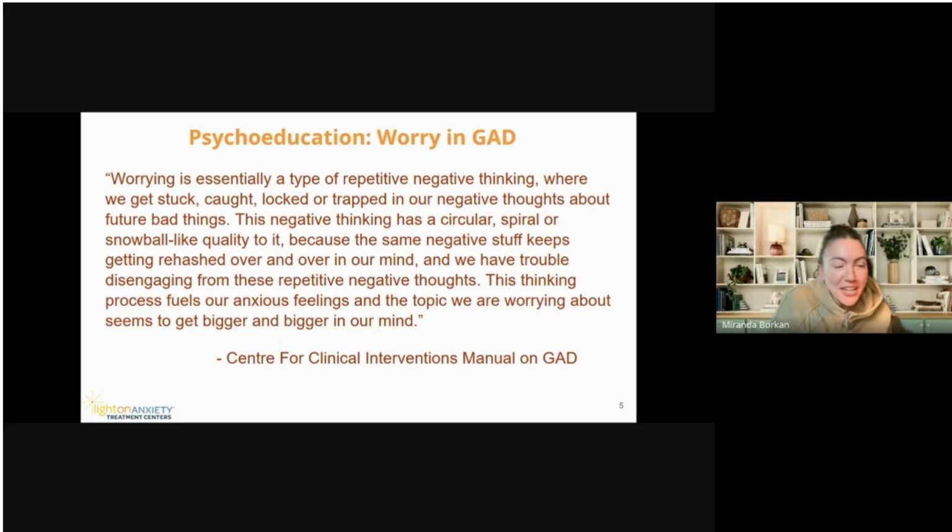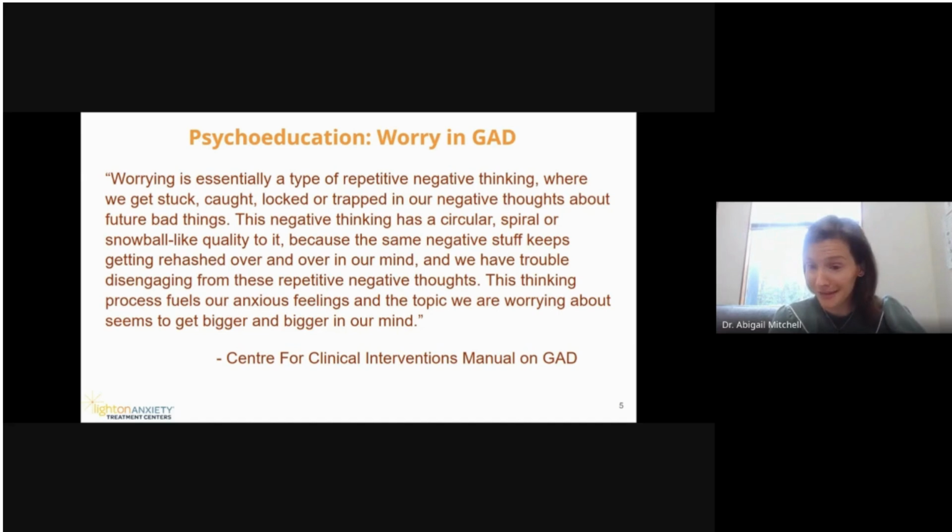Okay. Worrying is essentially a type of repetitive negative thinking where we get stuck, caught, locked, or trapped in our negative thoughts about future bad things. This negative thinking has a circular, spiral, or snowball-like quality to it because the same negative stuff keeps getting rehashed over and over in our mind, and we have trouble disengaging from these repetitive negative thoughts. This thinking process fuels our anxious feelings, and the topic we are worrying about seems to get bigger and bigger in our mind. Awesome. Thank you.